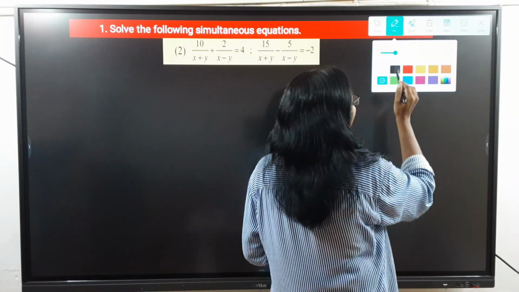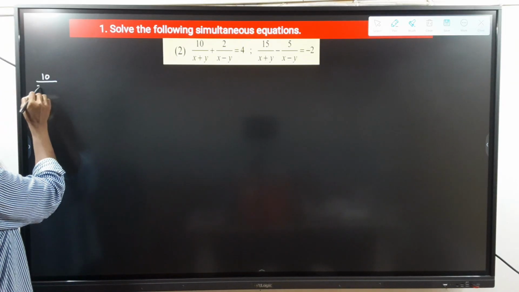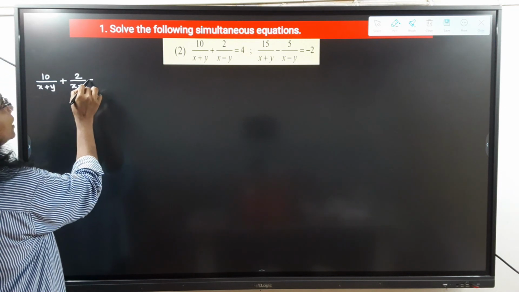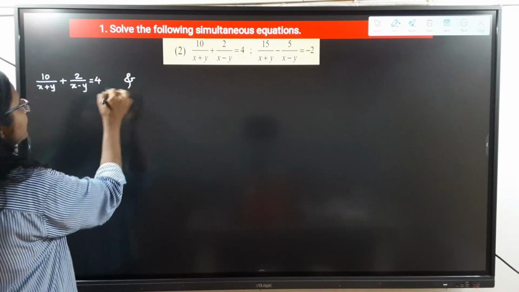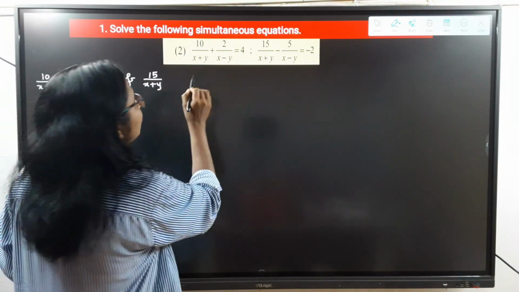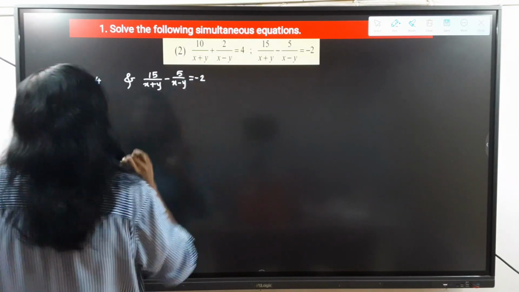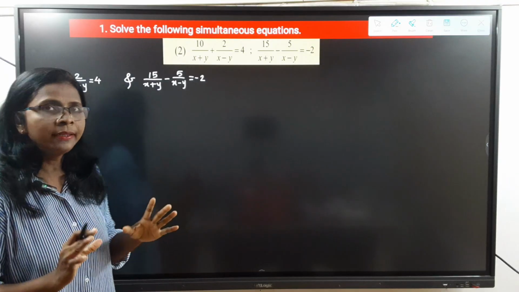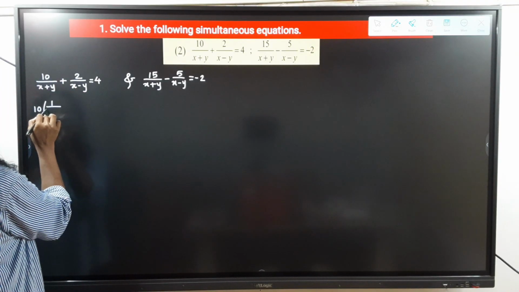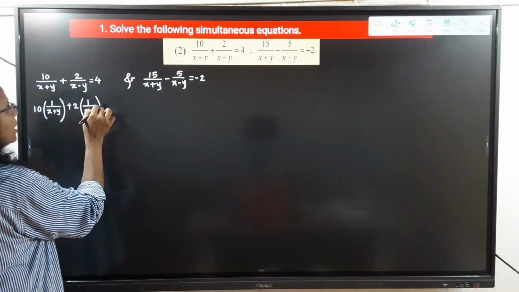So now here, students, I solve this equation. First I write down the equations as they are. 10/(x + y) + 2/(x − y) = 4, and the second one is 15/(x + y) − 5/(x − y) = −2. Then I further simplify these two equations. Here I can write 10 × 1/(x + y) + 2 × 1/(x − y) = 4.